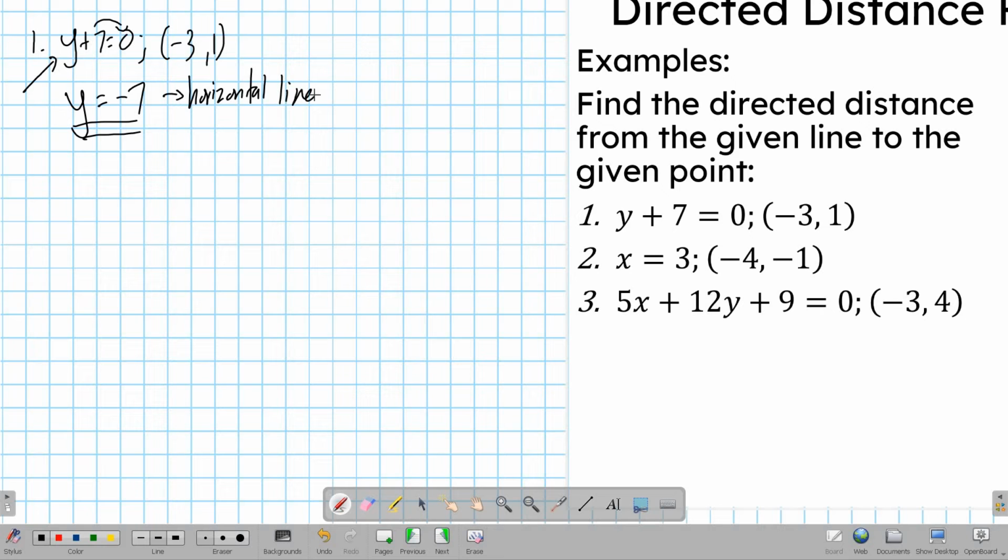So therefore, we don't need to use the complicated formula. If we want to find the distance between this line and the point, all we need to do is to subtract the coordinate, this coordinate, and this value here. So therefore, we're going to have 1 minus negative 7. And in doing so, we're going to have the value of 8. Therefore, the distance between this line and this point is 8. Para lang i-double check natin, let's graph the line.